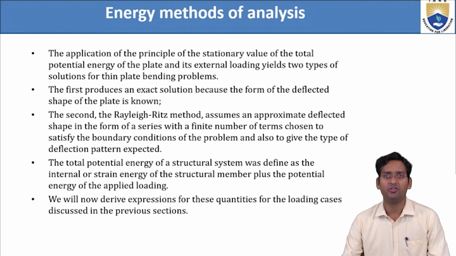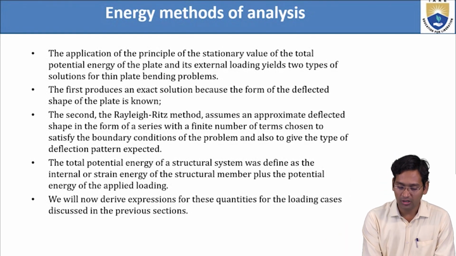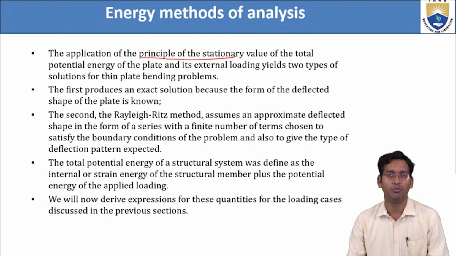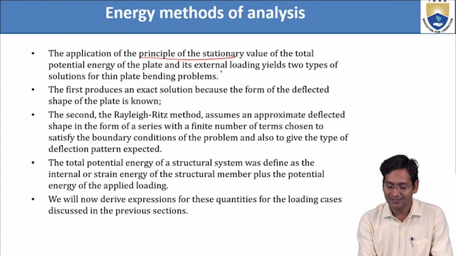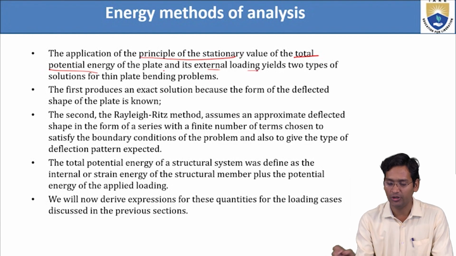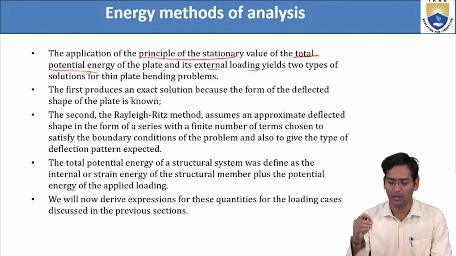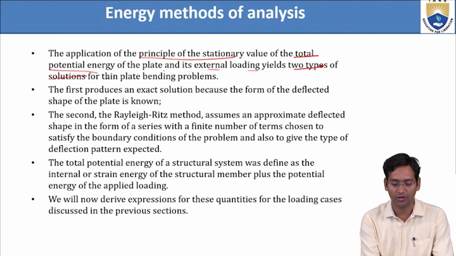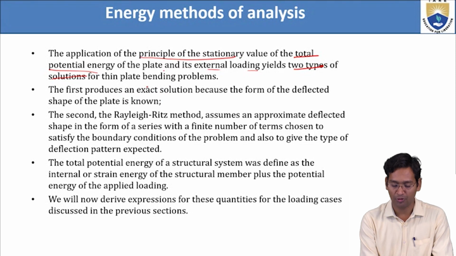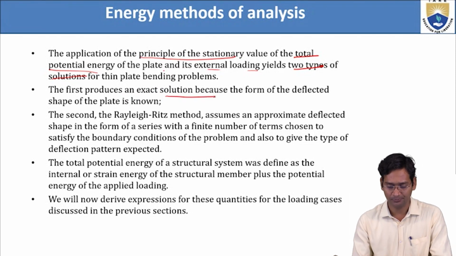First, the application of the principle of stationary value of the total potential energy of the plate and its external loading yields two types of solution for thin plate bending problems. So the principle of stationary value applies to the total potential energy of the plate and its external loading, meaning when we apply the load, two types of solution for thin plate bending problems are there. The first produces an exact solution.